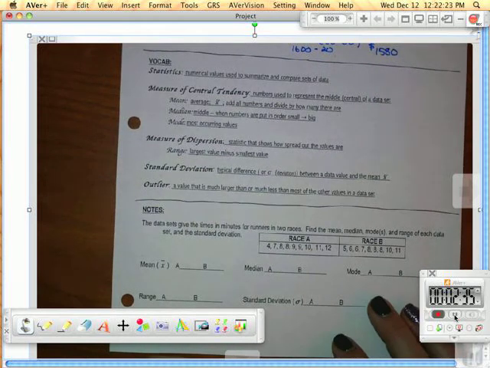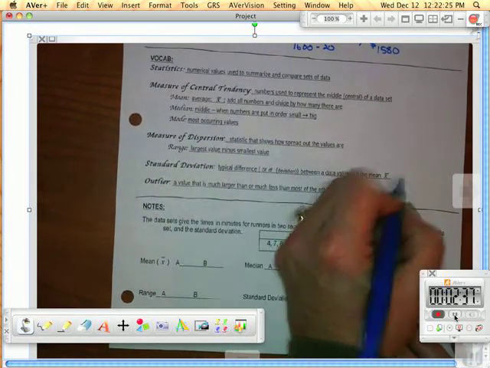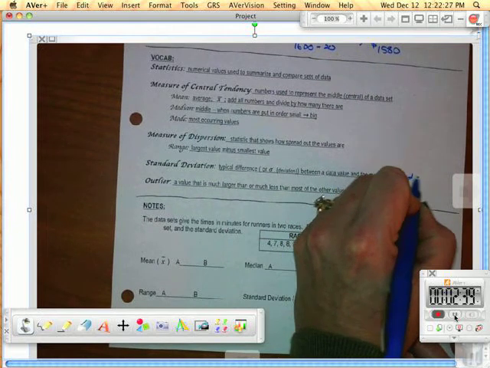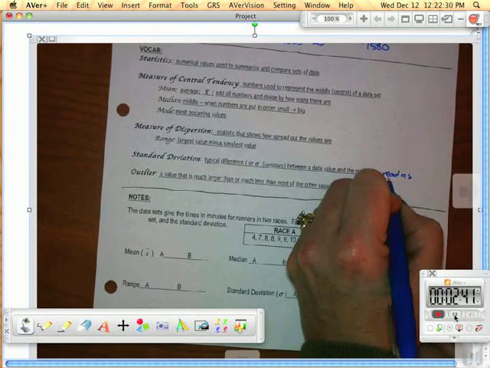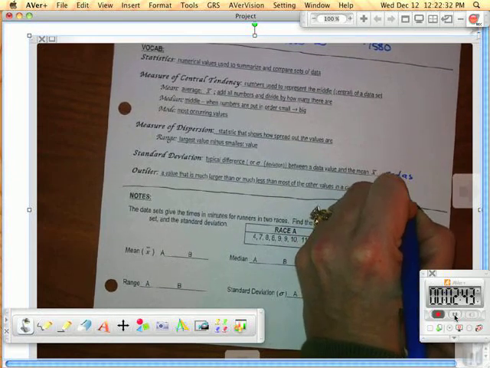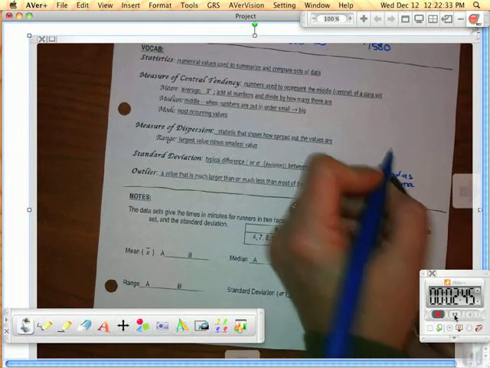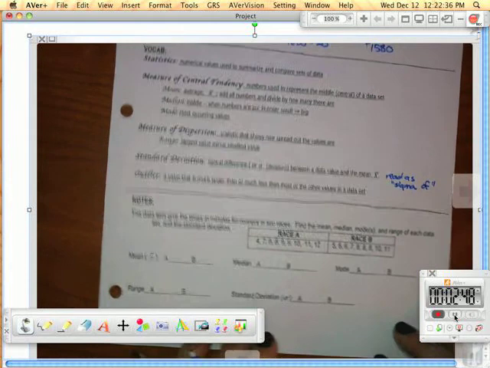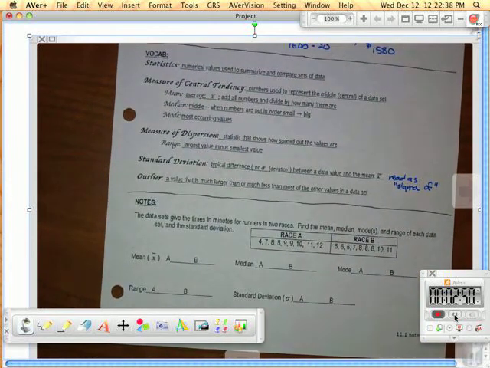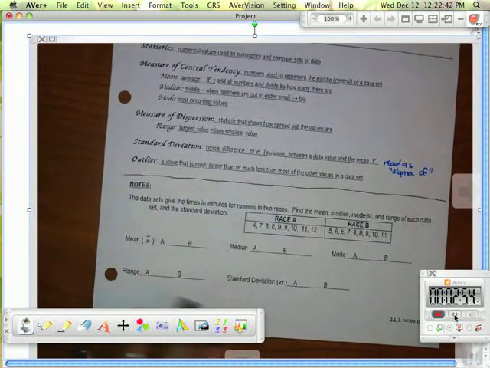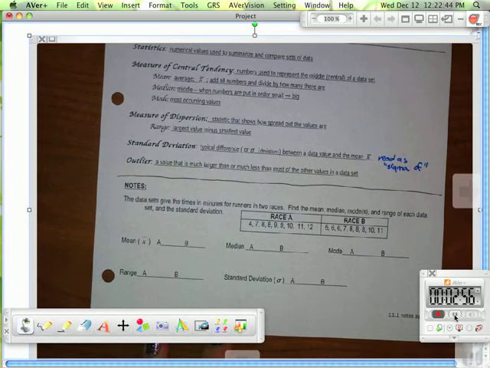This is also read as sigma, because that's the Greek symbol for sigma. Okay? All right, an outlier is a value that is much larger than or much less than most of the other values in a data set. So let's work with some of this stuff.